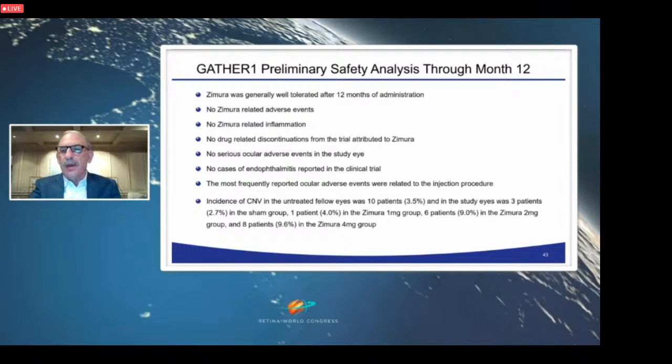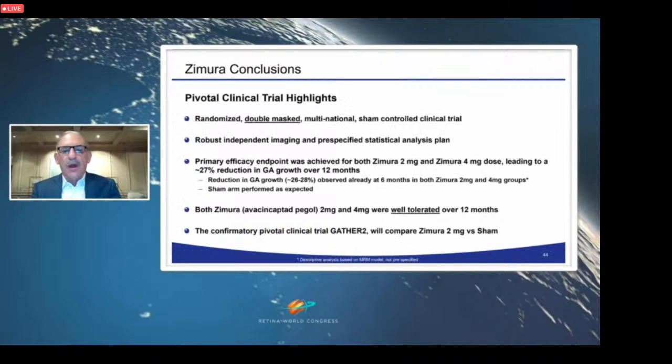We'll have to learn more about it. Again, this was the GATHER1 trial. The follow-up trial that's going to proceed is the GATHER2 trial. And given that 2 milligram and 4 milligram were both well tolerated but had equal efficacy, it made sense to proceed with the 2 milligram versus sham, and that's what's underway now.